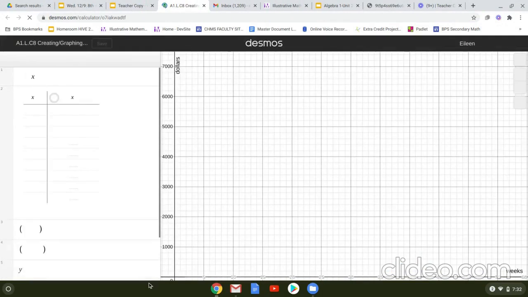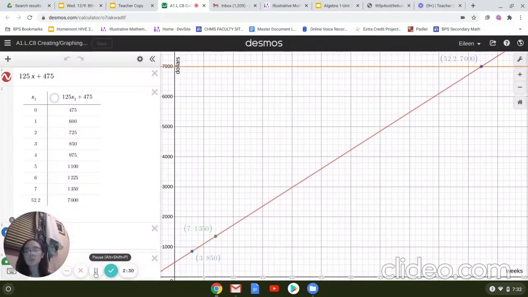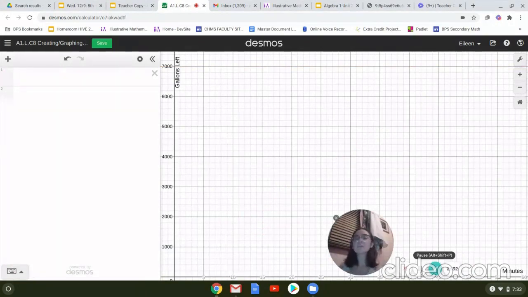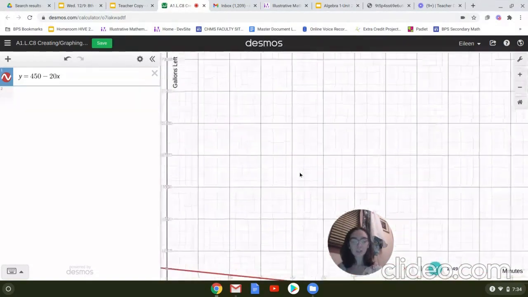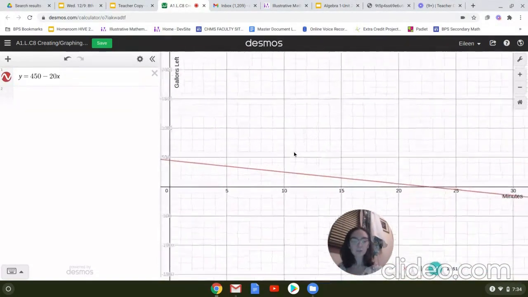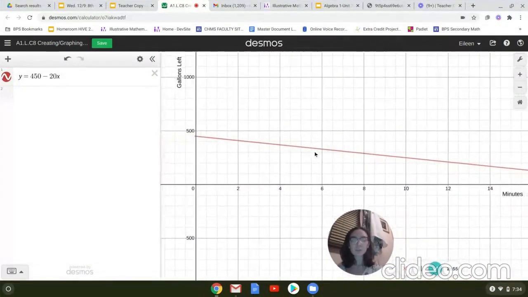We're going to wait for Desmos to load for us. And we're going to come into this line right here. We're going to write our equation. We're going to say y is equal to 450 minus 20x, and it's going to have our equation line. We're going to have to zoom it in a little bit, sort of reposition it a little bit, and we're going to see where it hits.